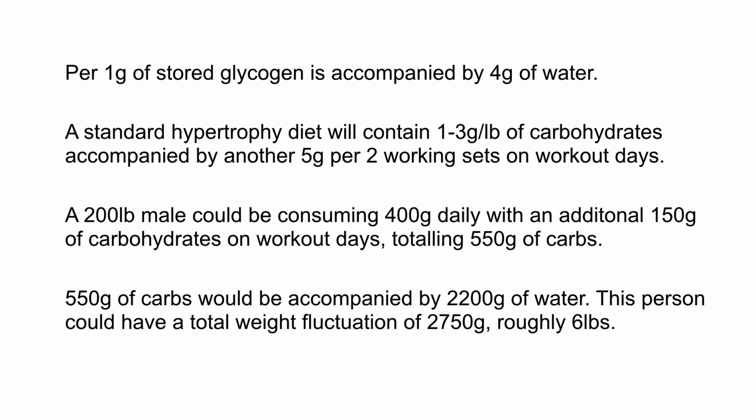A standard hypertrophy diet will contain 1 to 3 grams per pound of carbohydrates accompanied by another 5 grams per 2 working sets on workout days. So a 200-pound male with a decent amount of muscle could be consuming 400 grams of carbohydrates daily with an additional 150 grams of carbohydrates on workout days, totaling 550 grams of carbs. 550 grams of carbs would be accompanied by roughly 2,220 grams of water. This person could have, assuming he was depleted in glycogen to start, a total weight fluctuation of 2,750 grams, which is roughly 6 pounds.